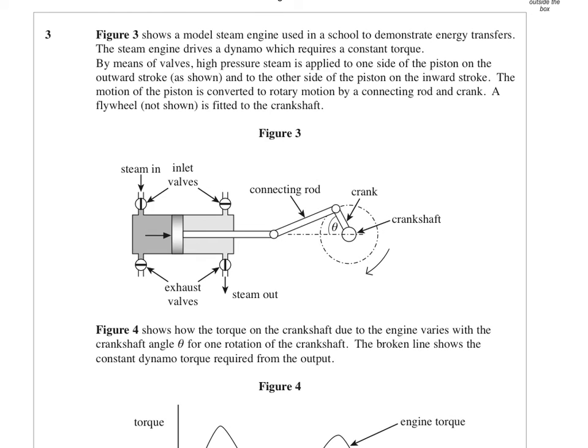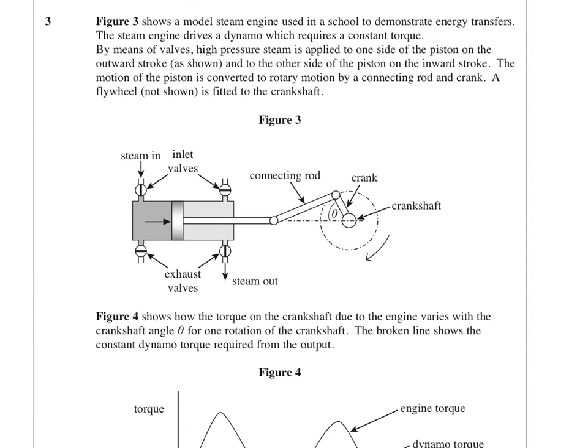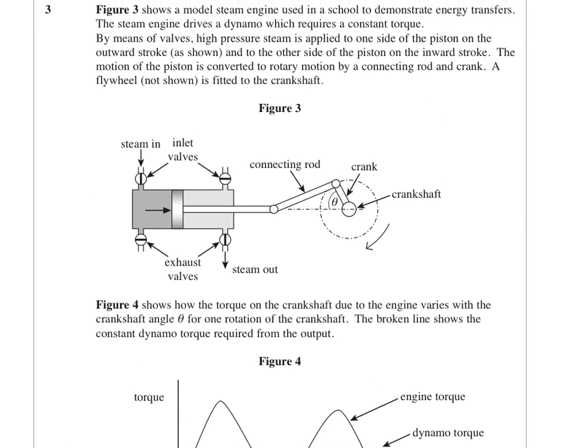Okay, so now we're looking at a steam engine, and it's used to demonstrate energy transfers. The steam engine drives a dynamo which requires a constant torque, so we want to output a fixed torque. By means of valves, high pressure steam is applied to one side of the piston on the outward stroke as shown, and to the other side of the piston on the inward stroke. Oh, I see, so we can keep it going in the same direction, presumably. Yep.